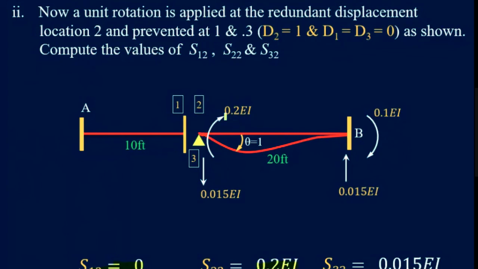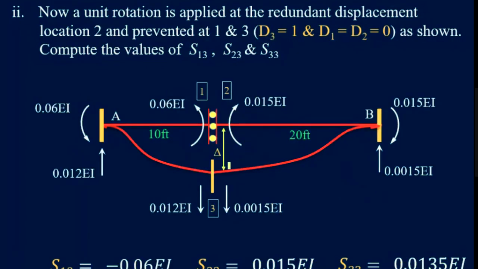Why? Because this is the induced moment. Why is this 0? Because there is no induced moment corresponding to coordinate 1. And why is this 0.015 EI? Because this is a vertical reaction which is caused by this unit rotation.